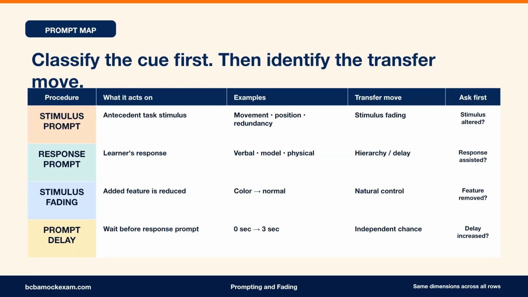The prompt map is easiest to use in two passes. First, classify the cue. Did it alter the antecedent task stimulus, or tell, model, or guide the response? Then classify the transfer operation. Was a stimulus feature reduced, response assistance weakened through a hierarchy, or the response prompt delayed? That sequence prevents us from calling every visual event a stimulus prompt or every gradual change shaping.